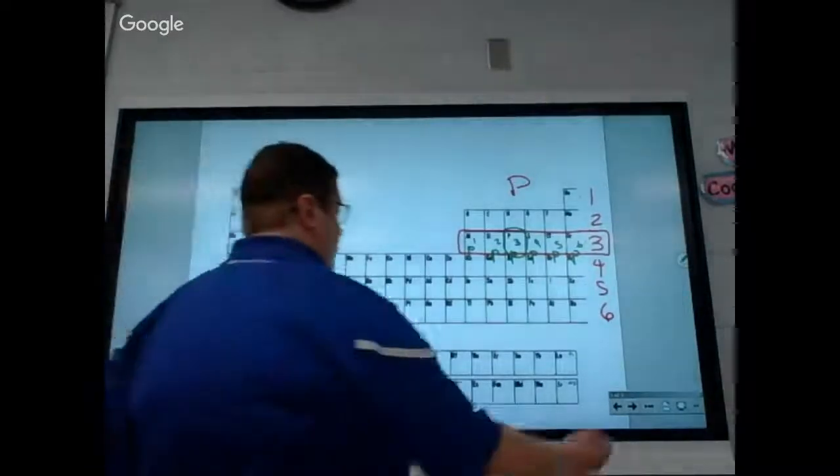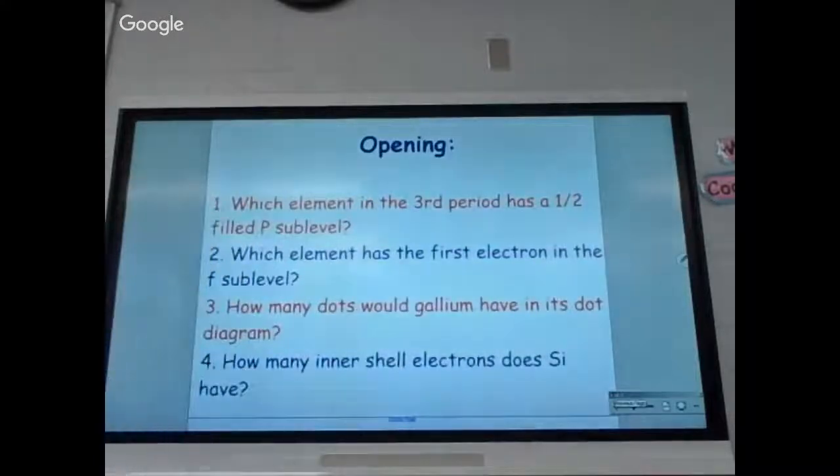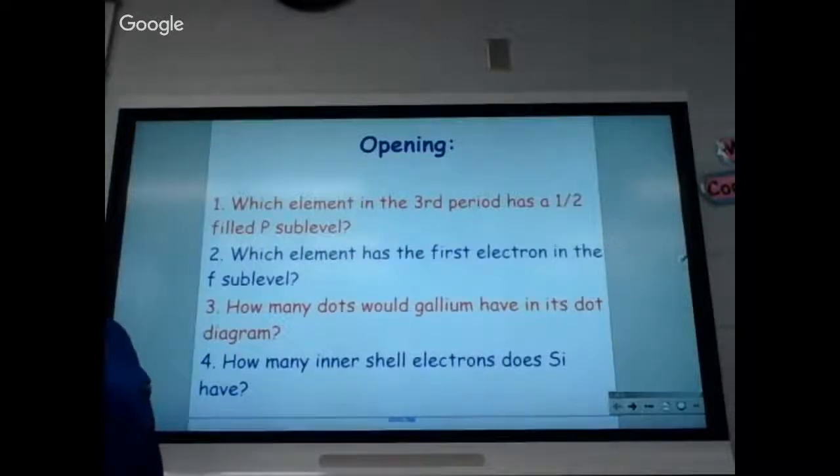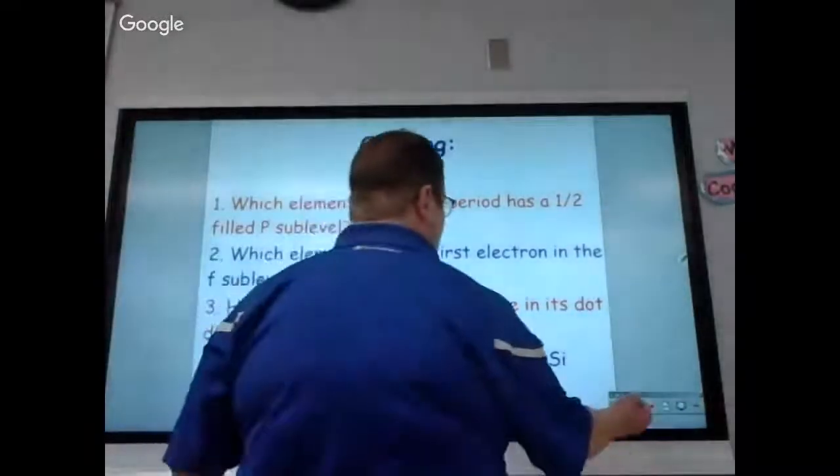Okay. Number 3, how many dots does gallium have in its dot diagram? Since I just said how many, I didn't say where. I'm just looking for a number, right? What tells dots? What kind of electrons? Outer shell. You can say outer shell, or what's the other name I could use? Valence. Okay? Outer shell or valence, right?